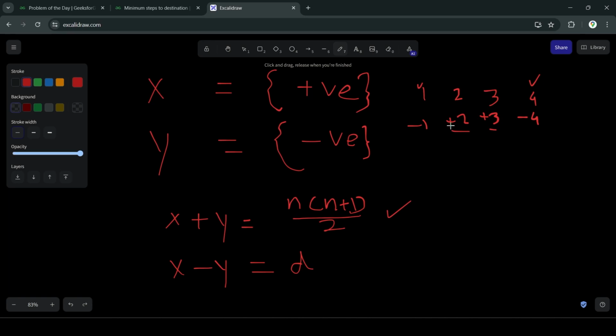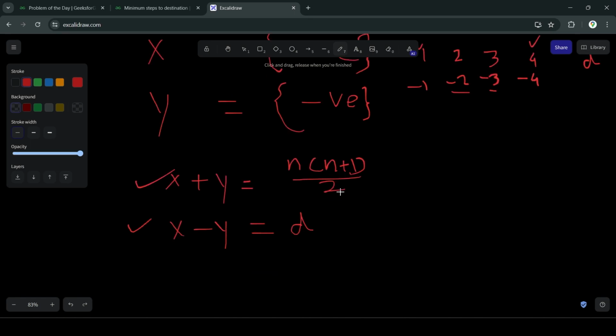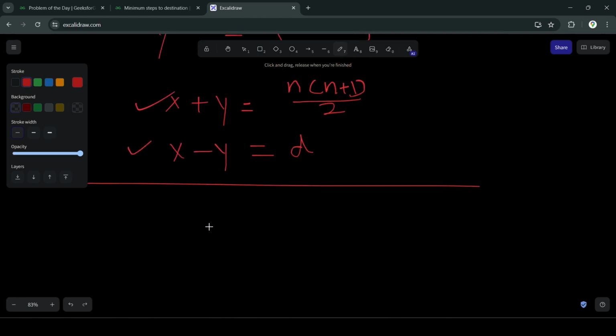And another equation is, if we keep the signs as they are, then we can have d, the target. Obviously, you can make the target using these values, so it will also be satisfied. So both the equations are true. Now we have to add these equations to get the value of x. Now look, if we add those equations, the answer will be 2x. The y will be removed, and we can have d.